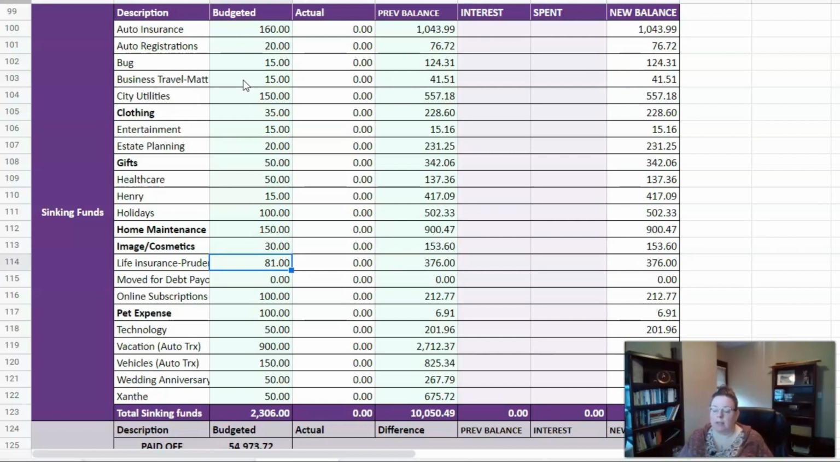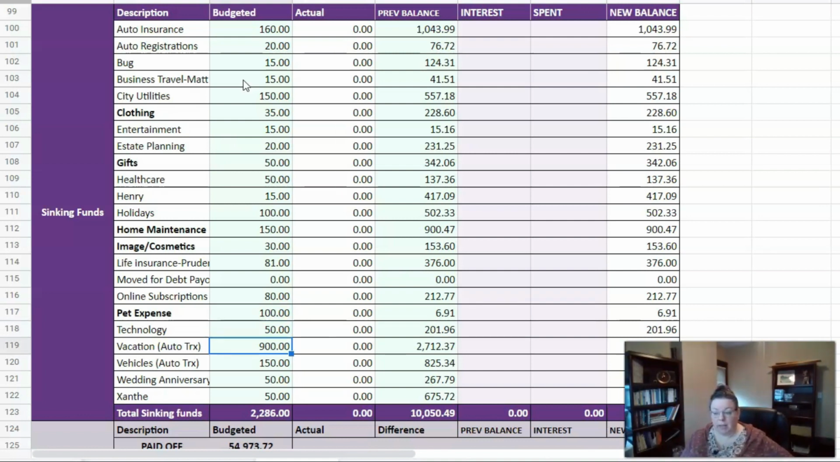So life insurance, this is a separate life insurance policy that we have that has nothing to do with our work. And so that's $81 a month. We're not doing anything for extra debt payments right now. Online subscriptions, $100. I'm going to change that to $80. Pet expense, I'm going to leave it at 100 because there's nothing in it right now. We had to use what was in there in March and in April because of expenses related to Lucy's condition that we found out about in March. So our vet expenses have been pretty high. Technology, I'm going to leave at 50.